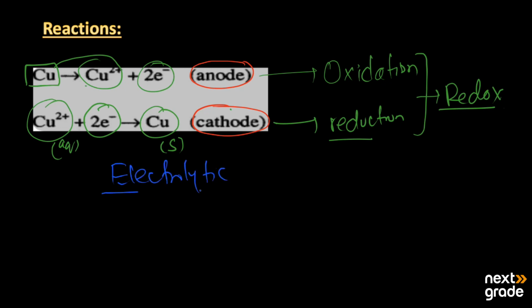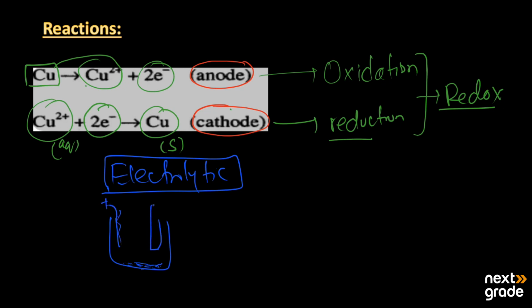And the impurities that are present in this copper will settle down at the bottom of the beaker, and in this way the anodic copper will be removed and the pure copper will be gained at the cathodic end. So this was a very simple topic about the electrolytic refining of copper. In this way we can refine a lot of metals using the same method.